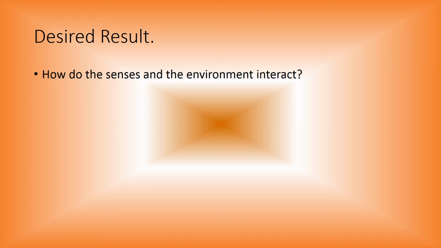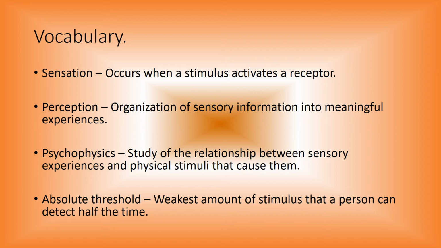And we have a few vocabulary here. Sensation occurs when a stimulus activates a receptor. Perception: organization of sensory information into meaningful experiences. Psychophysics: the study of the relationship between sensory experiences and physical stimuli that cause them. An absolute threshold: weakest amount of stimulus that a person can detect half the time.